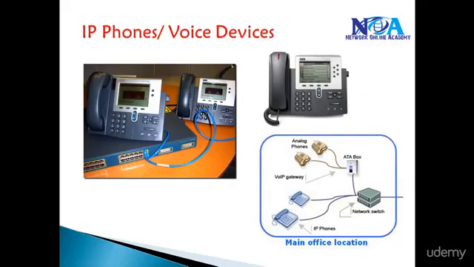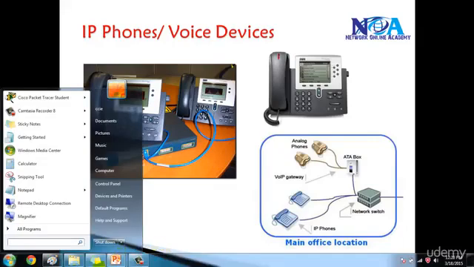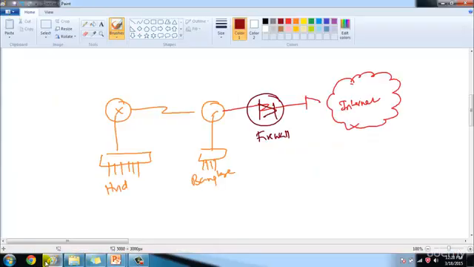Now one more device we have is called IP phones. IP phones typically allow you to send VoIP, voice over IP. Like take an example, I got a branch office in India, and one more branch office in the US, and I want to ensure that I have a continuous voice communication or voice traffic going between these two different branch offices.